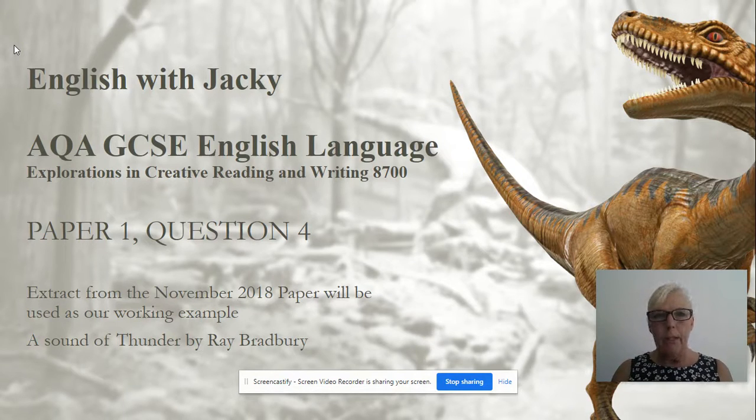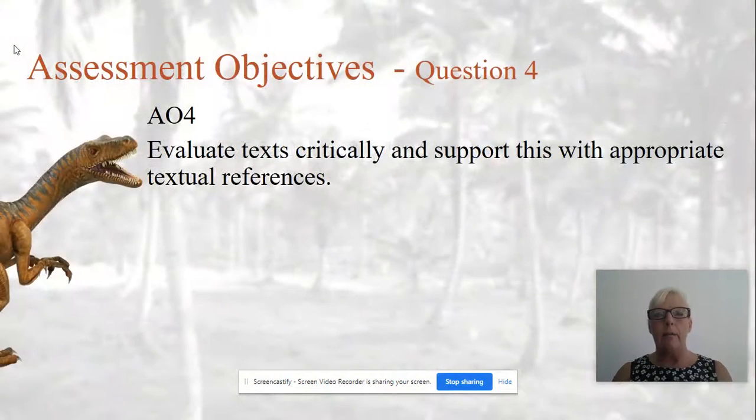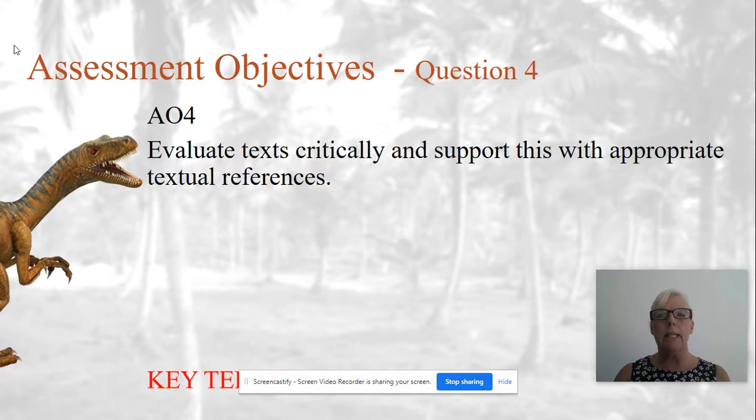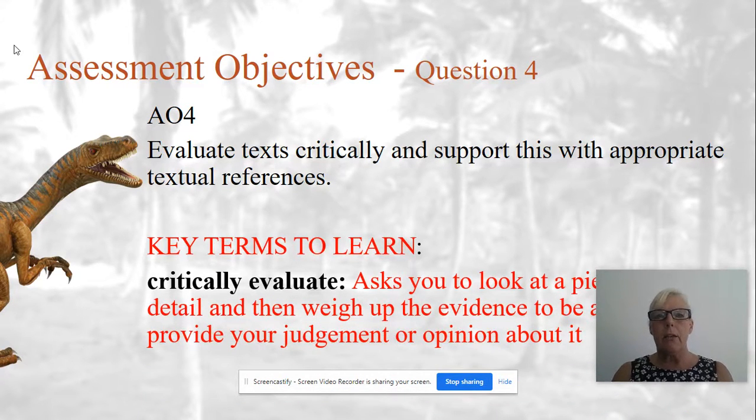Okay, so let's begin and have a look at our assessment objectives. The assessment objectives, as you know, are set by the exam board, and they are the skills really that you are required to demonstrate in order to get marks to pass the exam. So question 4 is AO4, and this is to show your ability to evaluate texts critically and support this with appropriate textual references. So a key term to learn there: we need to think about critically evaluate.